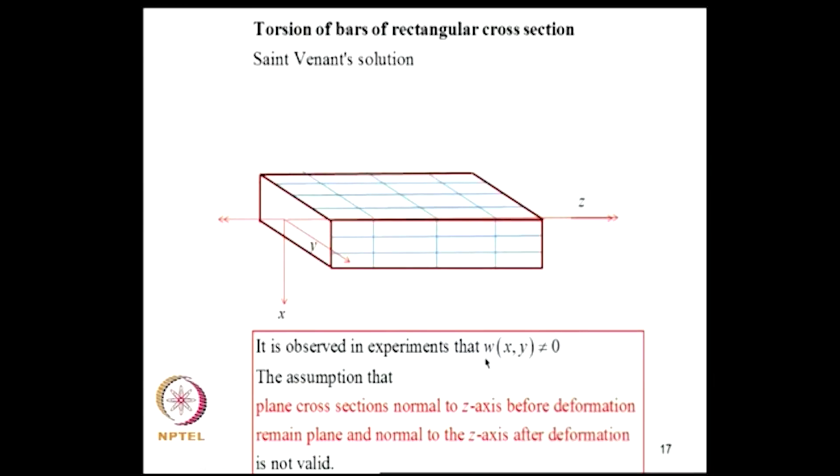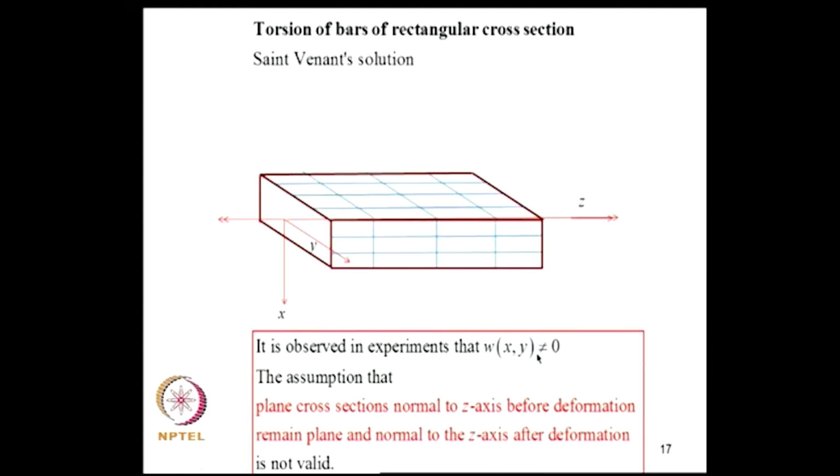Now, let us consider the problem of torsion of bars of rectangular cross section. Rectangular cross sections are often encountered in framed structures. Most of the beam cross sections are rectangular in civil engineering applications. So, this is a problem of considerable importance. We consider a rectangular shaft as shown here, and we again assume that the lateral dimensions, the depth and the width, are small compared with the length, so that it can be treated as a line element. In actual experiments conducted on this type of elements, it is observed that W of x comma y is not equal to 0.